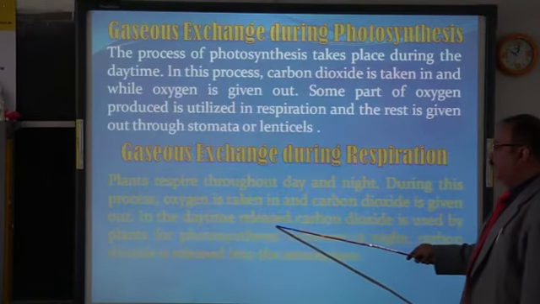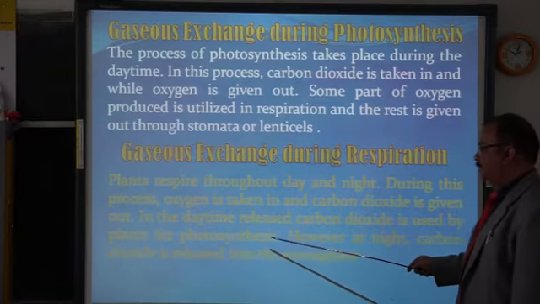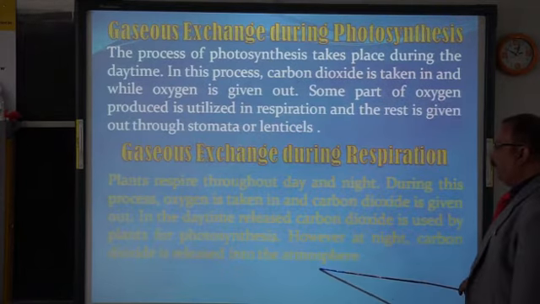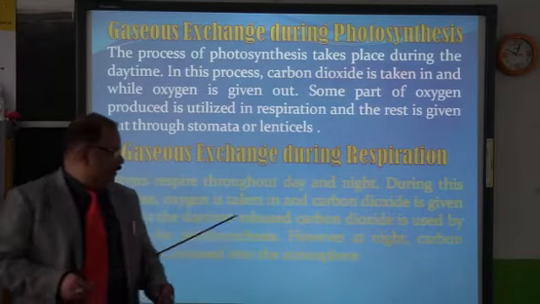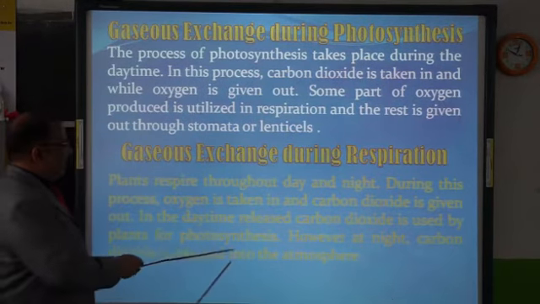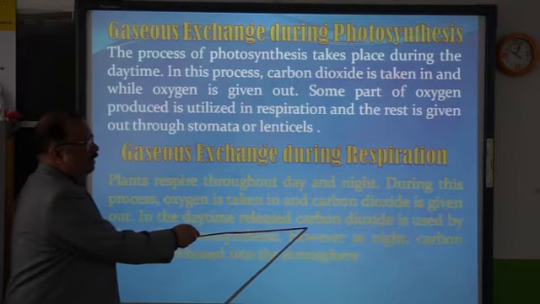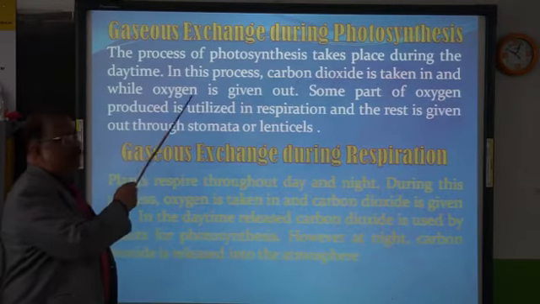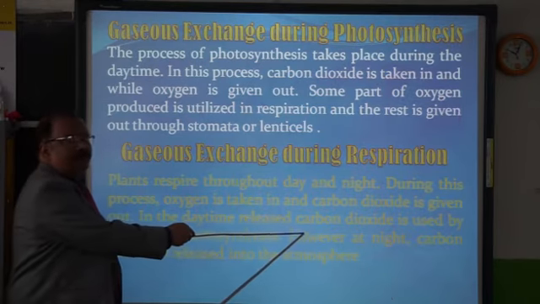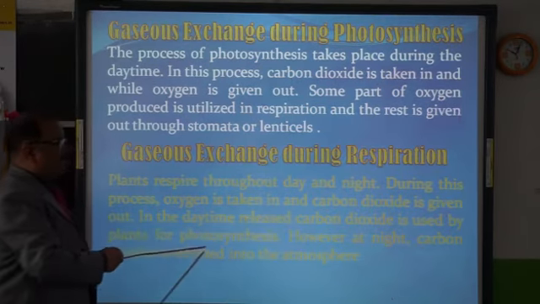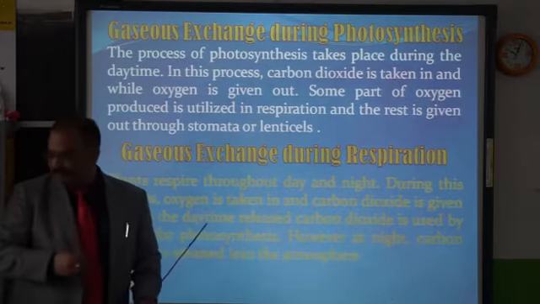In the daytime, the released carbon dioxide is used by plants for photosynthesis. However, at night, carbon dioxide is released in the atmosphere. Since they are producing carbon dioxide here, they also require it for photosynthesis. So during the daytime they take a part of the carbon dioxide for photosynthesis, and the rest of it is given out in the atmosphere.